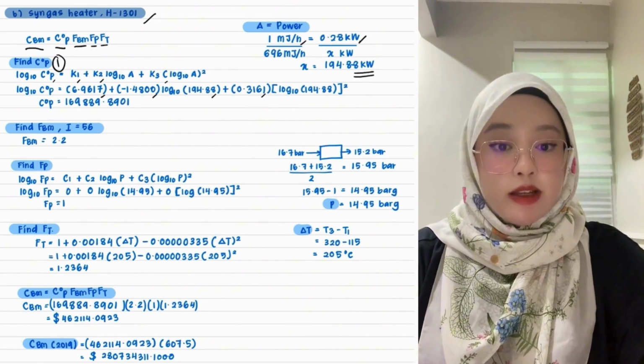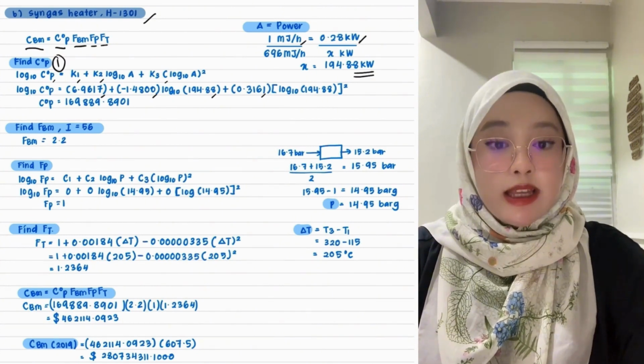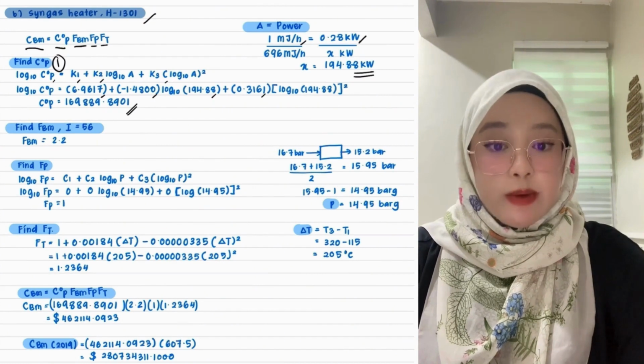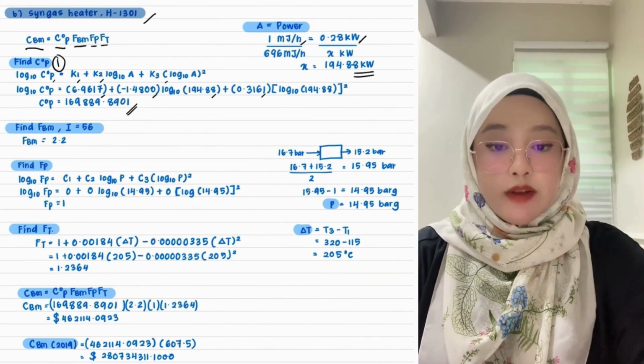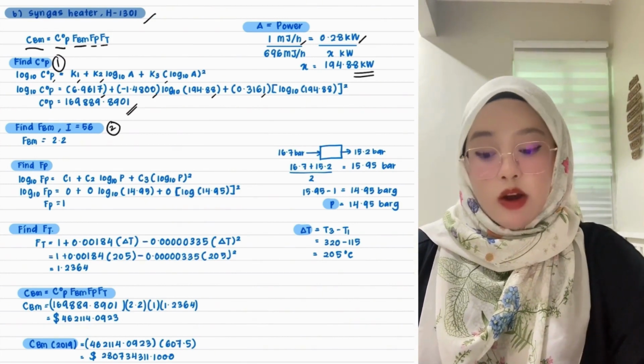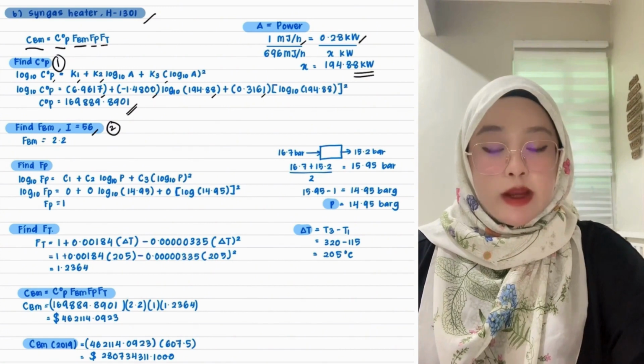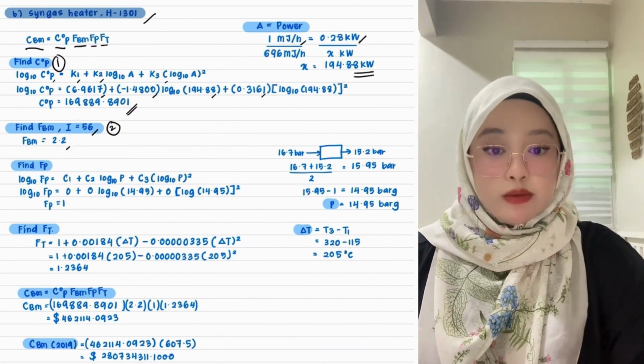Put it into the equation and calculate it with your calculator. You should get C naught P is equal to 169,889.8901. Second step, you have to find the FBM. Since it is a steam boiler heater, we use hot water to generate it. With ID number 56, we can get FBM is equal to 2.2.